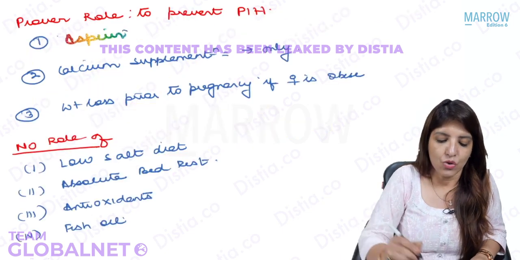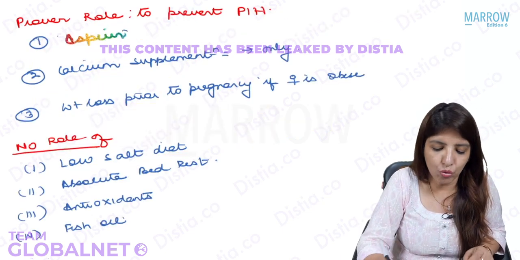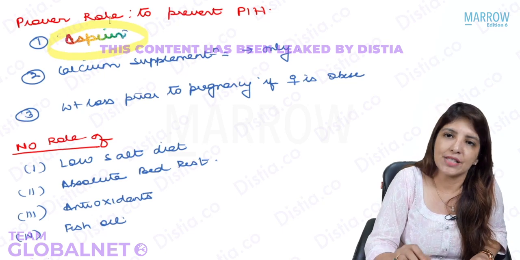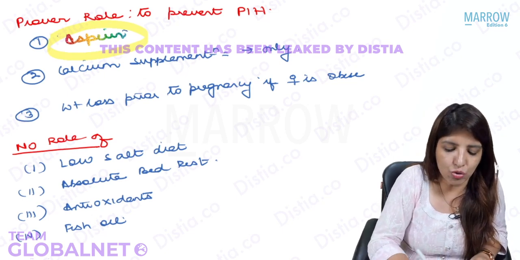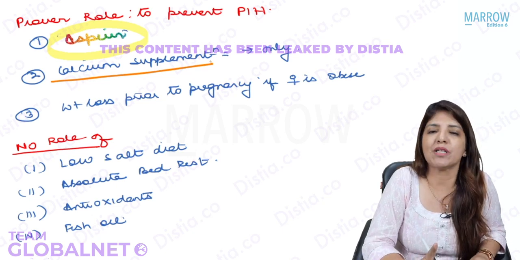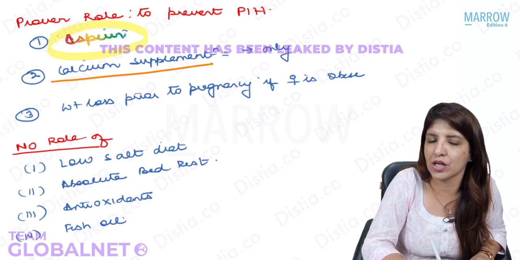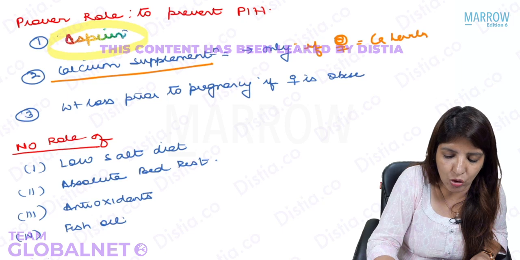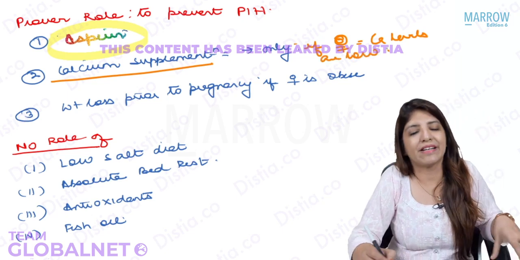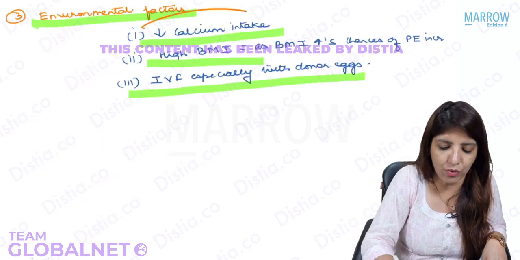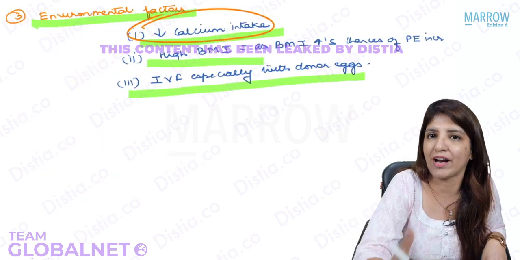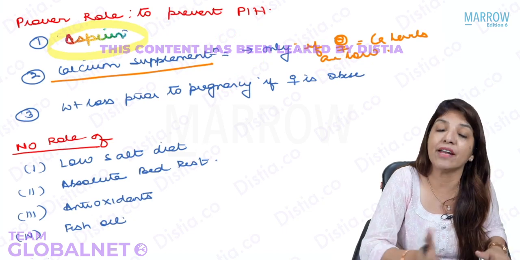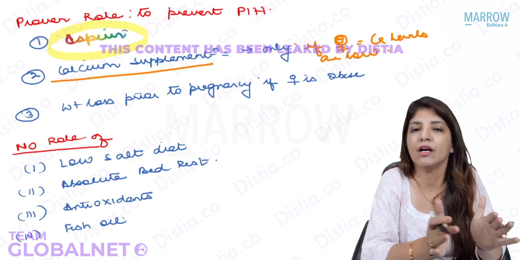Okay. So, what all have a proven role to prevent PIH? The most important drug which can prevent PIH is aspirin, and that is proven. Then number 2 is calcium supplementation. Remember, calcium supplementation has a proven role to decrease the chances of PIH only if pregnant females' calcium levels are low. As I told you, decreased calcium intake is one of the risk factors for PIH. So, if I know that the patient's calcium levels are low, and I give her calcium, I can prevent her from having PIH.